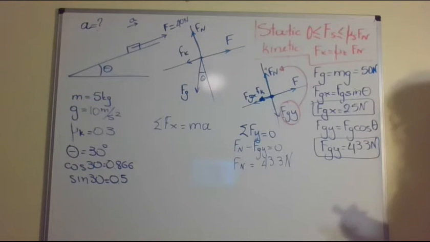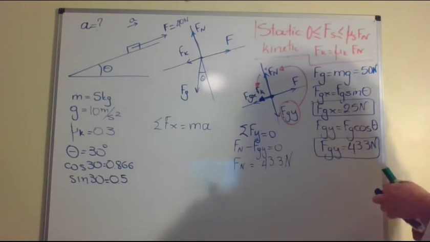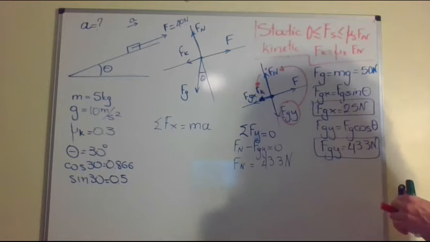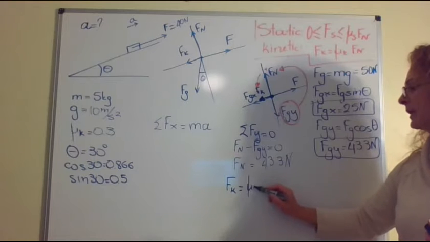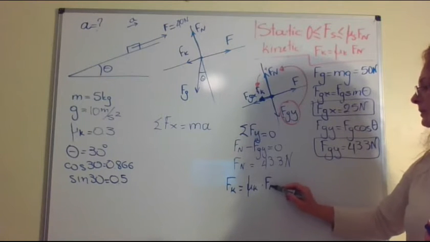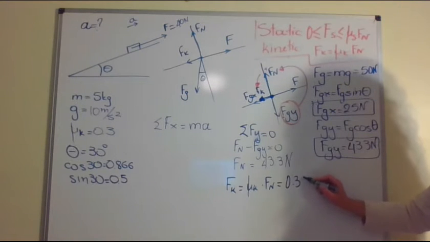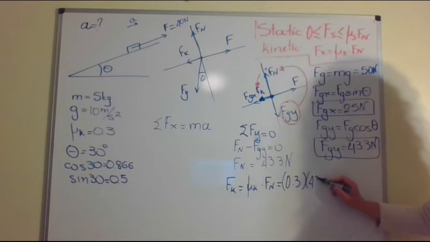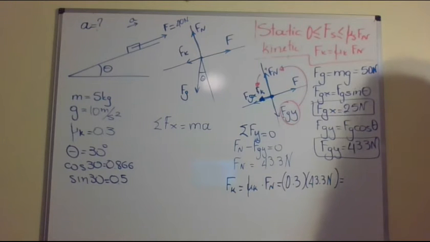Now, from the normal force, I can find friction. How? Well, I do know that kinetic friction will be the coefficient of kinetic friction times the normal force. So with the coefficient of kinetic friction being 0.3, I need to multiply 0.3 with 43.3 newtons. That's a very nice number. It should be close to 13 newtons.